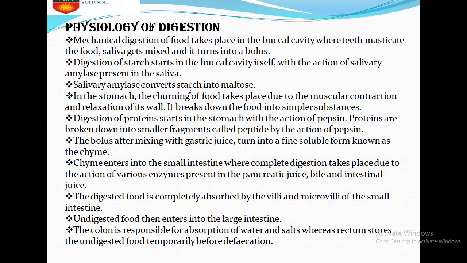Now, digestion of starch starts over there. Salivary amylase converts starch into maltose. In the stomach, the churning of food takes place with the relaxation of muscles. It breaks down the food into simpler substances. Then digestion of protein also starts in the stomach with the action of pepsin. Proteins are broken down into smaller fragments called peptides by pepsin. Who activates pepsin? HCl. HCl activates inactive pepsinogen into active pepsin, which further digests protein. Now this bolus, after mixing with gastric juice, turns into a fine soluble form which is known as chyme.